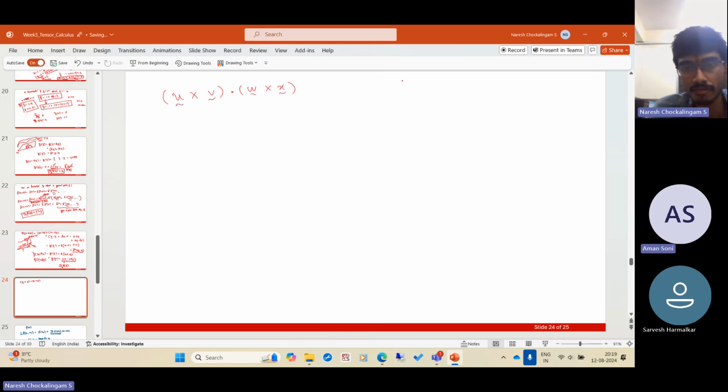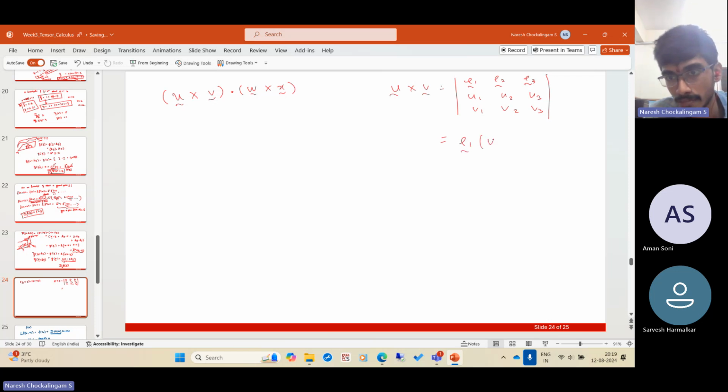So how we usually determine the cross product is with the determinant of E1, E2, E3, U1, U2, U3, V1, V2, V3. And in the last session, I showed that this can be concisely written. So you'll get terms like E1 times (U2 V3 minus U3 V2) plus E2 times (U3 V1 minus U1 V3) plus E3 times (U1 V2 minus U2 V1).